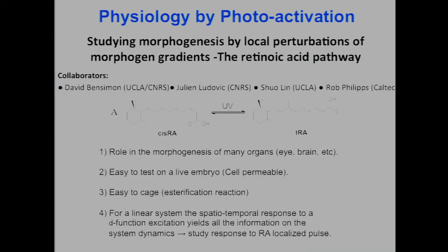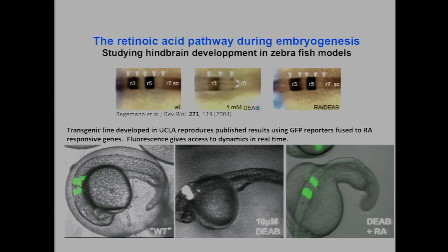What we have used here is the fact that retinoic acid can be isomerized by UV light. The cis-retinoic acid is an inactive molecule. The trans-retinoic acid is the active molecule. People have shown in the past that during the development of the fish, particularly the brain, which like our brain has lobes called rhombomeres, you can see here a normal development of the brain. You see rhombomere 3 and rhombomere 5.